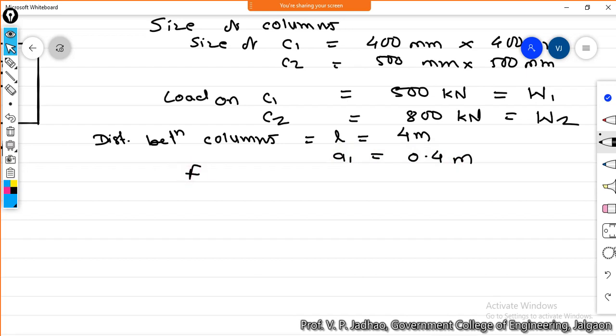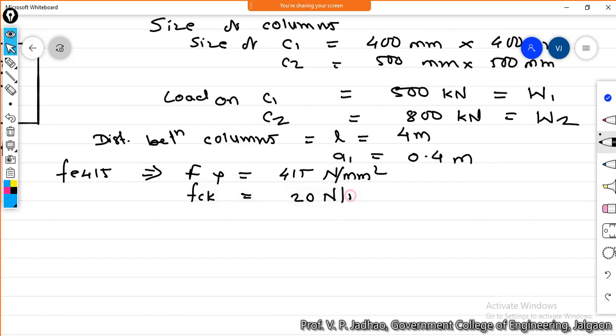Again, some data is given. For example, we have Fy, that is strength of steel or tensile strength of steel, as 415 Newton per mm square. That is, this is for Fe415. Again, FCK, that is characteristic strength of your concrete, is given as 20 Newton per mm square. Okay, this is for M20 concrete.